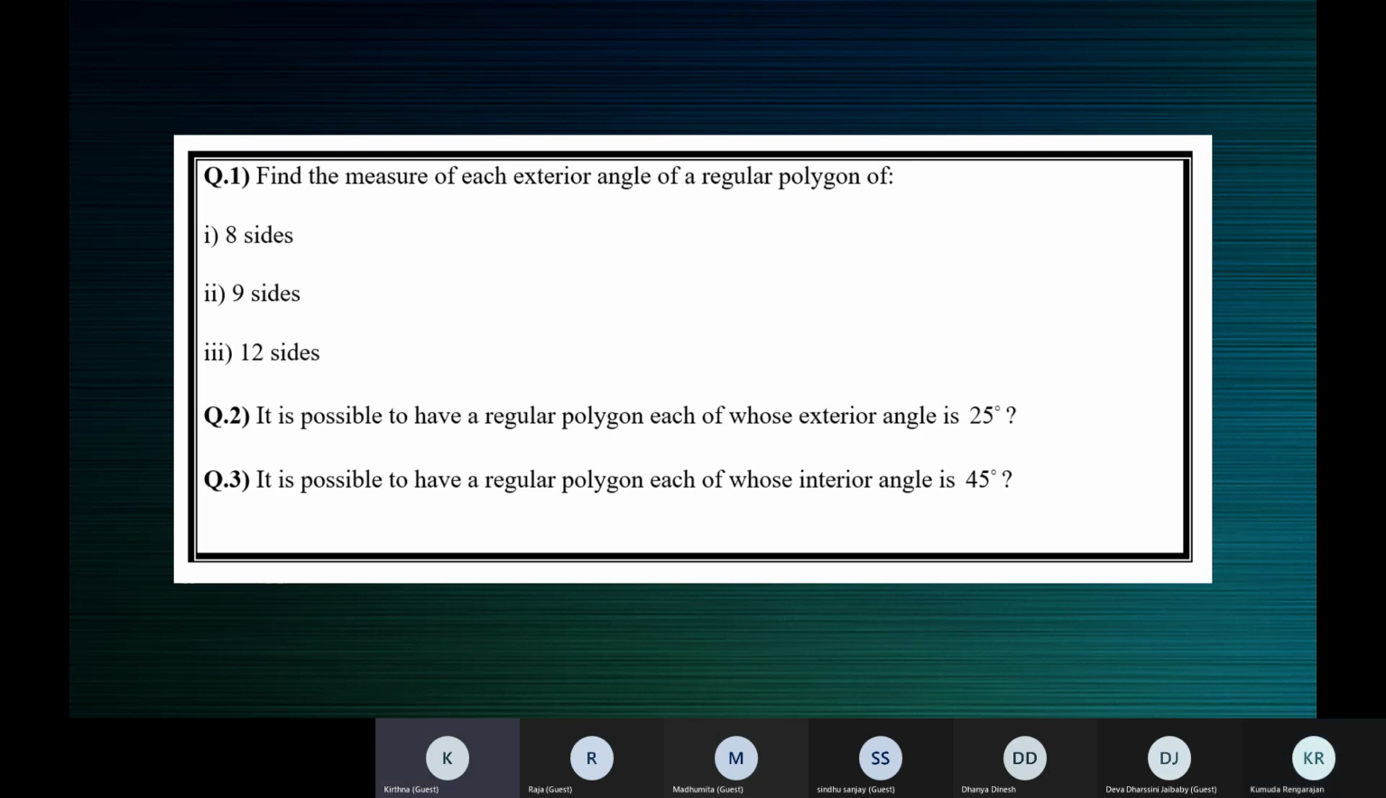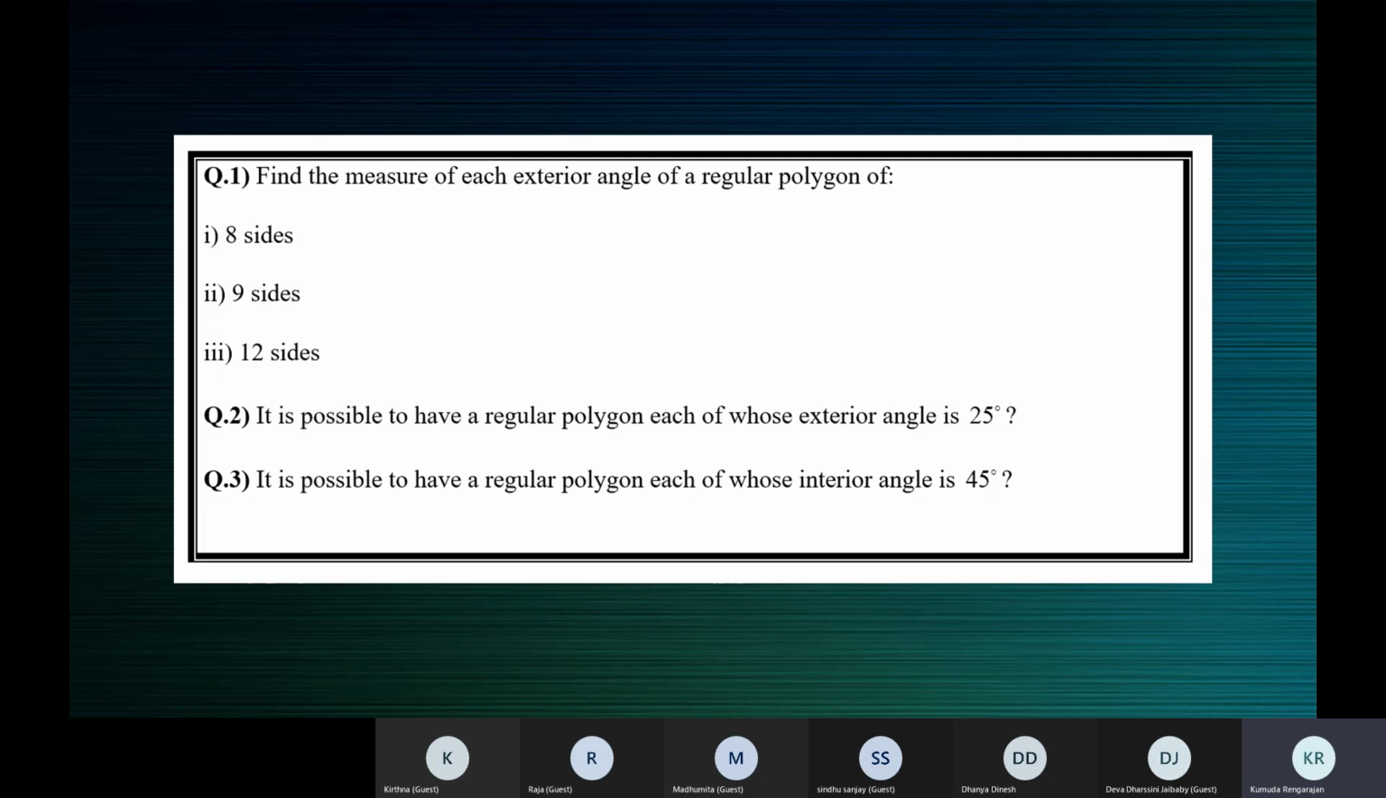Ma'am, interior angle sum is equal to n minus 2 into 180 degrees. Very good, n minus 2 into 180. So n is what? N is the number of sides, 12. So 12 minus 2 into 180. Ma'am, 12 minus 2 is 10, into 180, so 1800. Very good. That's how she found the sum of all the interior angles, 1800.